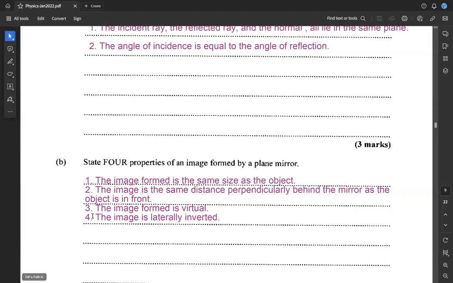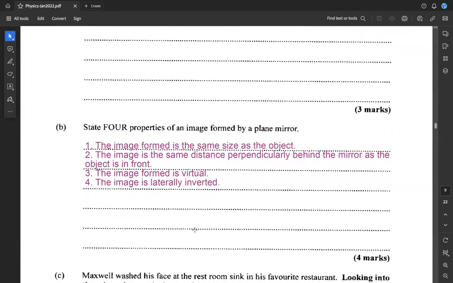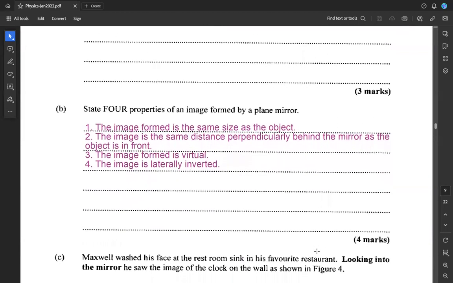And then finally, the fourth property is that the image is laterally inverted. Whatever was on the left side will end up on the right side, and whatever was on the right side will end up on the left side. That's what we mean by laterally inverted. It's like a side-to-side thing. The sides are flipped. So it's laterally inverted. That's the 4th property. All right, so that's for 4 marks. We'll be good, and we're rolling along.